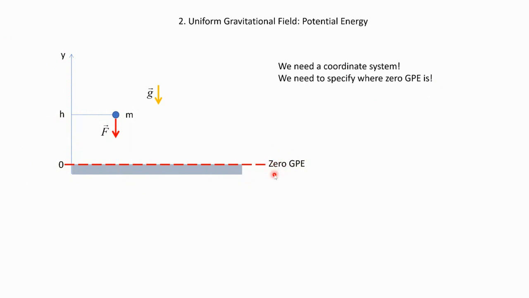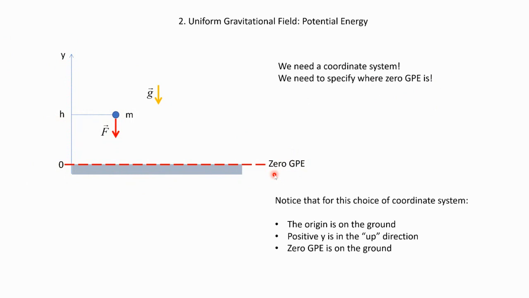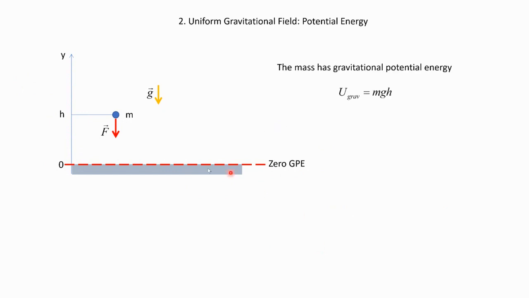So with this choice, here's my list of things. For this coordinate system, I put the origin on the ground, positive y is in the up direction, and zero gravitational potential energy is on the ground. So with those choices, the mass here has this much gravitational potential energy, mgh. H, remember, is the height above where we said the zero gravitational potential energy altitude is.